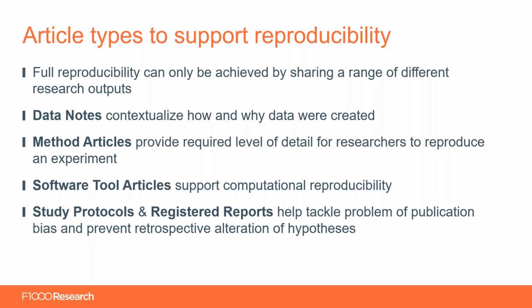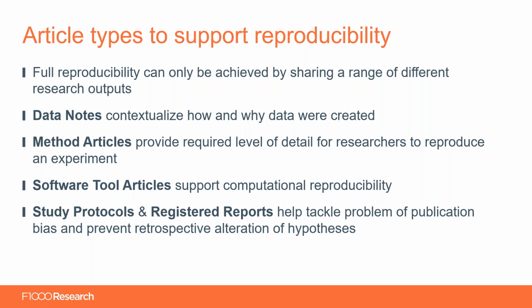Here we've provided a high-level overview of some of the examples that we'll be covering in more detail today. Data notes: these articles put data sets into context. They provide information on how and why the data were created, including the rationale, protocol, and validation details. Method articles offer authors the chance to provide the required level of detail for researchers to reproduce an experiment. We saw this in the poll already, but in traditional research articles, methods can really offer limited detail, which actually hinders reproducibility.